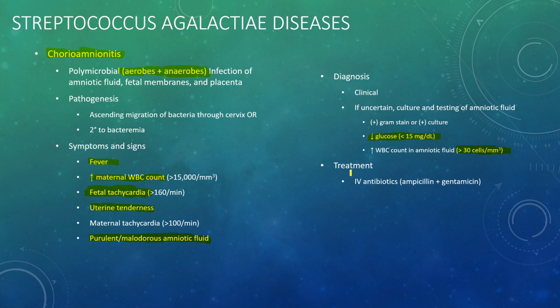How are we going to treat this? IV antibiotics, like always. And we're going to treat for the causes. Ampicillin and gentamicin. You can even use clindamycin and gentamicin here too. And this combination will help fight off the chorioamnionitis in the mother.